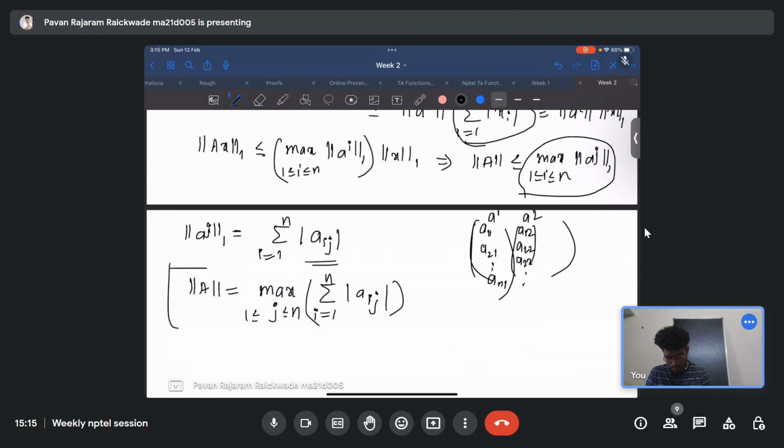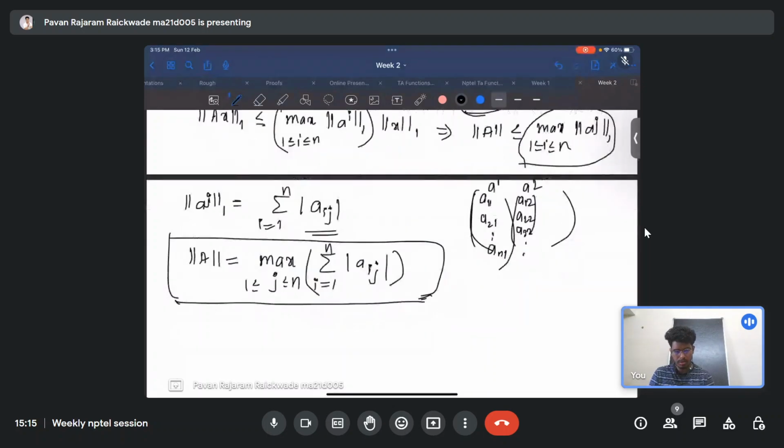So this is what we have. What we got here is the norm of a matrix: if Rn is considered with the one norm, then the operator norm of A on Rn with the one norm is just the maximum of the modulus of the column sums. Is it understood? Any doubts?